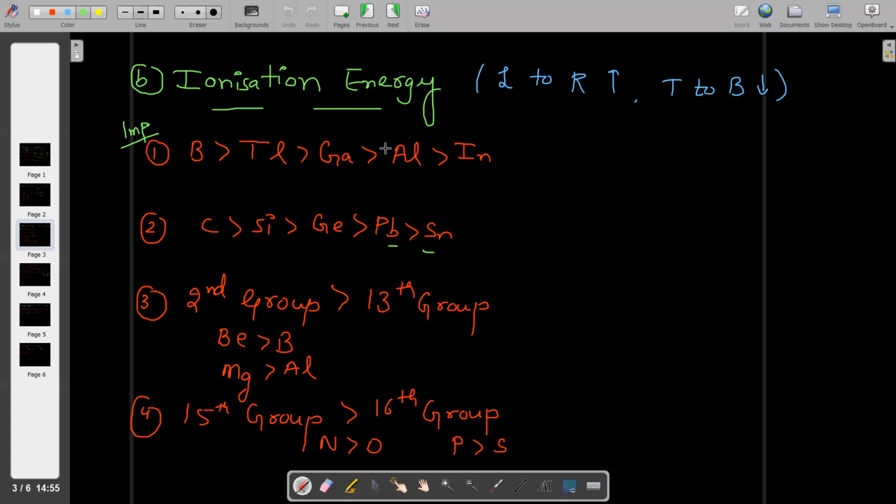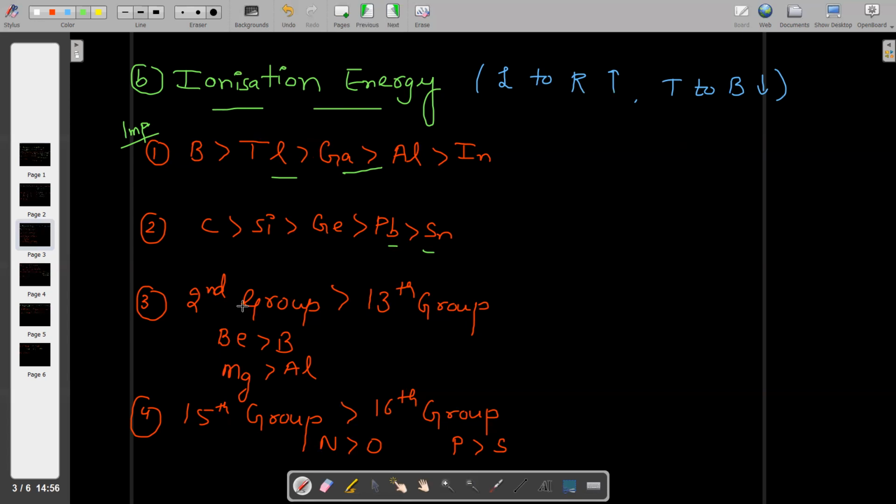Okay, next exception is for 14 group. Here, Pb must have lower ionization energy. That's what you expect from general trend. But actually, in reality, Pb has more ionization energy than Sn. So here, Pb will have more ionization energy than Sn, and in the first exception, thallium will have much more ionization energy. It will be just smaller than boron. From gallium and aluminium, it is very high.